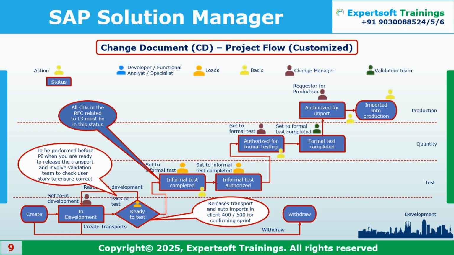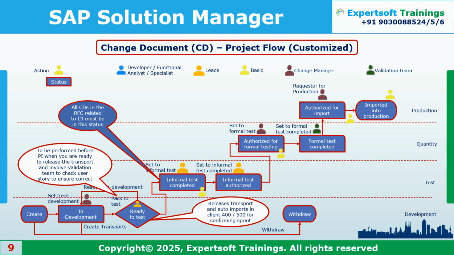This is actually one of my previous clients' workflows, which is a four-system landscape: development, test, quality, and production. Once it is in development state and ready for test, the developer will move it into informal testing in the test system. When it is tested successfully, the leads approve it and it moves to formal test authorized. The change manager approves the formal test authorizing for the quality system, and the validation team moves it to authorized for import.